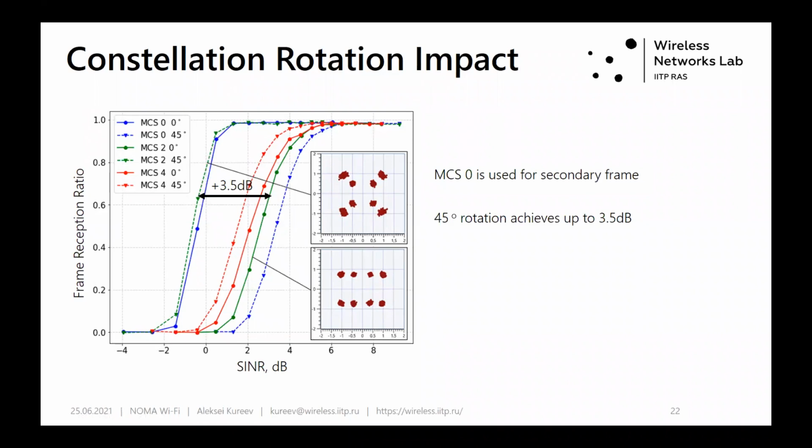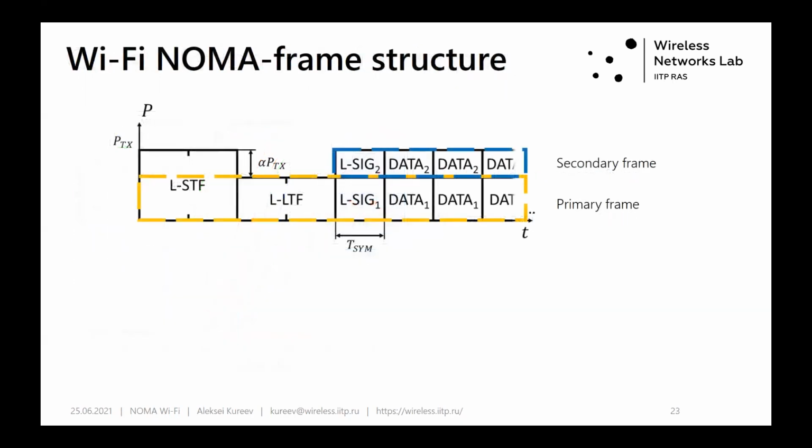So while implementing NOMA in downlink, we need to always think not only about the superposition of several constellations in terms of energy, but we also need to look at the constellation points and the angle of rotation of this constellation. And it can help us to improve the robustness of the signal.